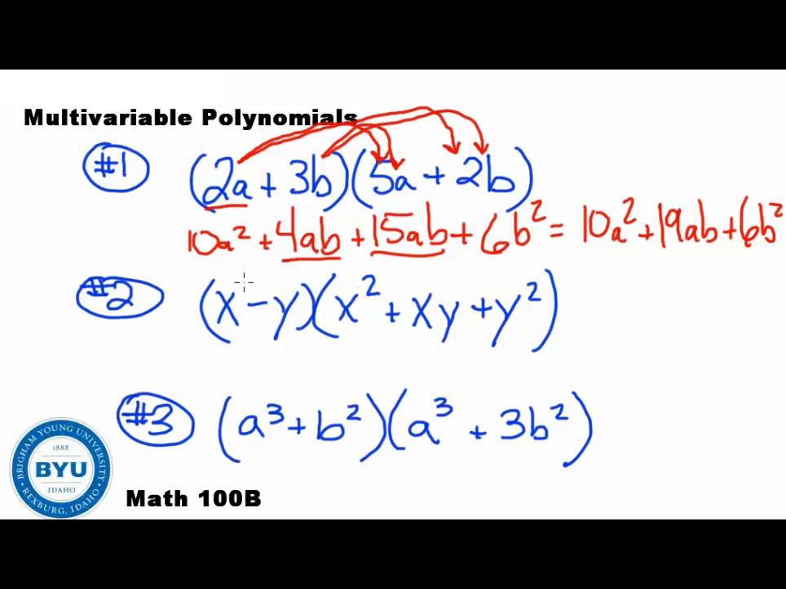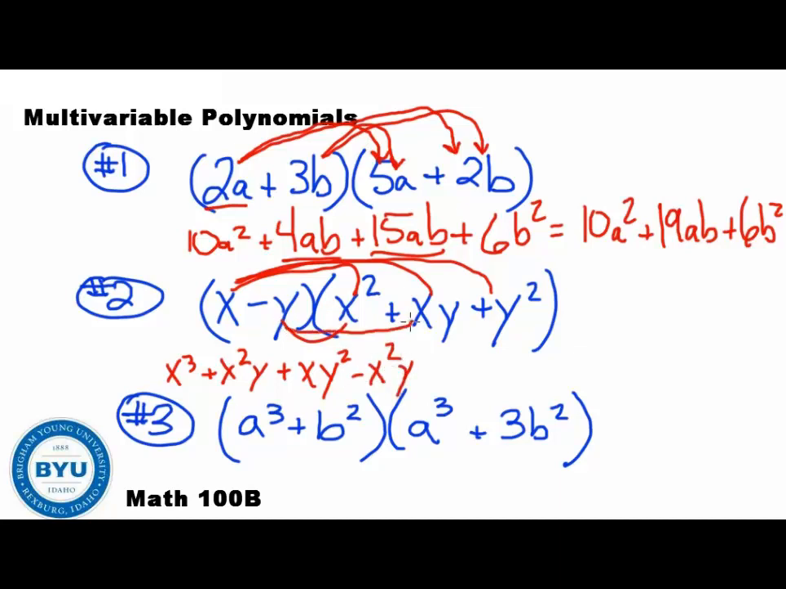Same thing here, super distribution. X times x squared comes out to be x cubed. X times xy comes out to be x squared y. X times y squared comes out to be plus xy squared. Then negative y times x squared comes out to be negative x squared y. I'm going to do alphabetical order if that's all right. Minus xy squared minus y cubed.